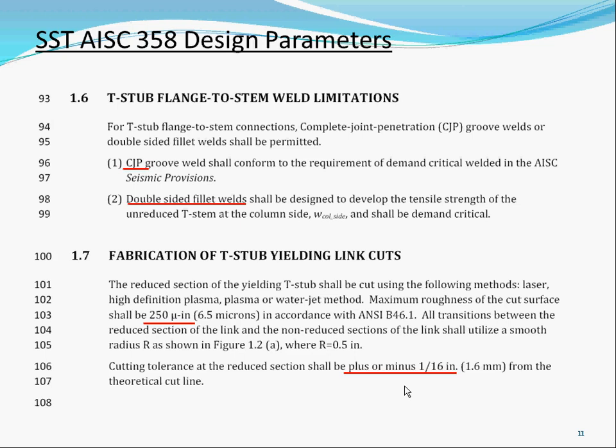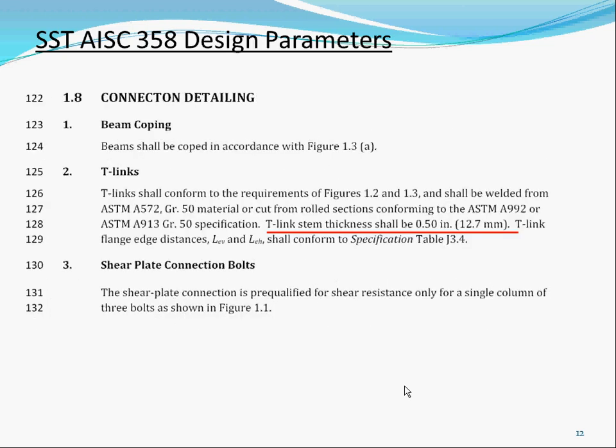For each direction from the cut line. So yeah, plus minus. I think it is in each direction from the cut line. So we get plus or minus 1/16, and we have all that on the drawing, in the production drawing. So call out, but I just wanted to point out when you look at the different sections, that's what we mean by that. So 1.8 connection detailing.